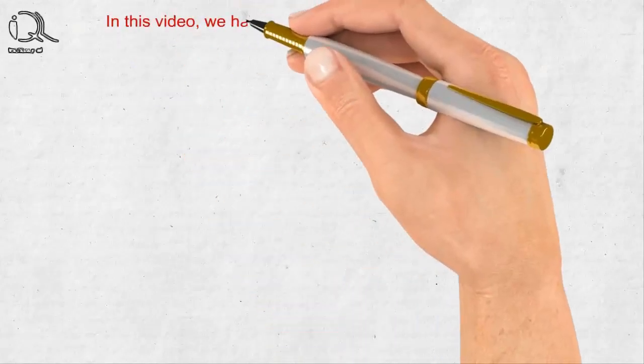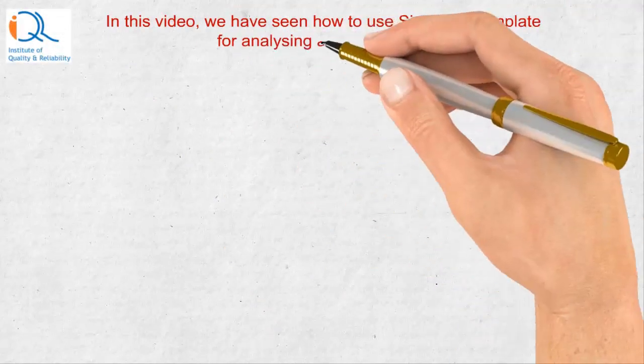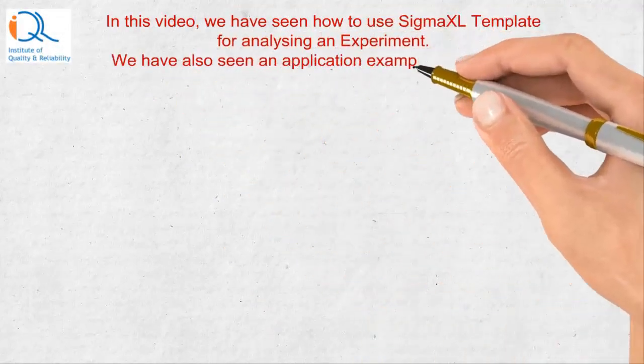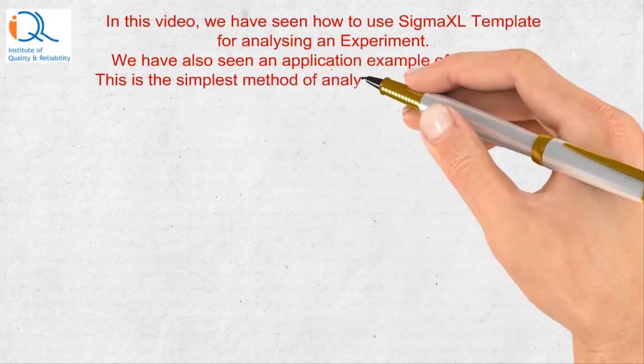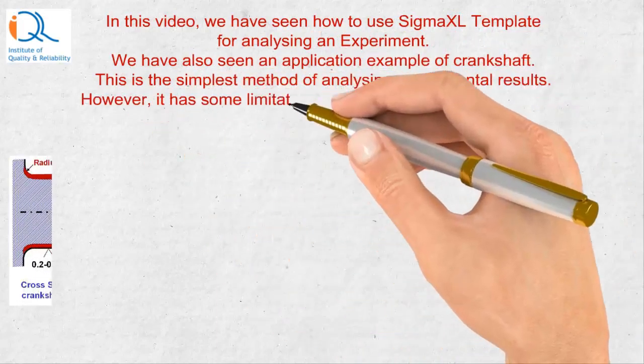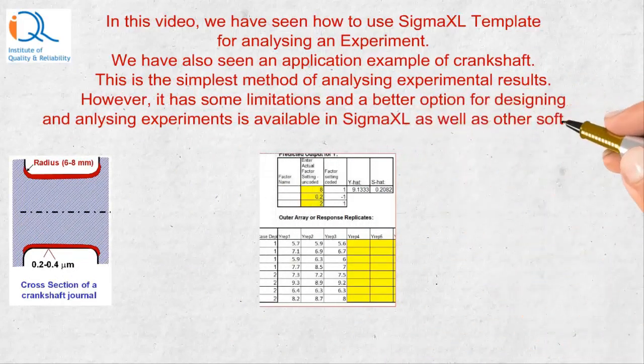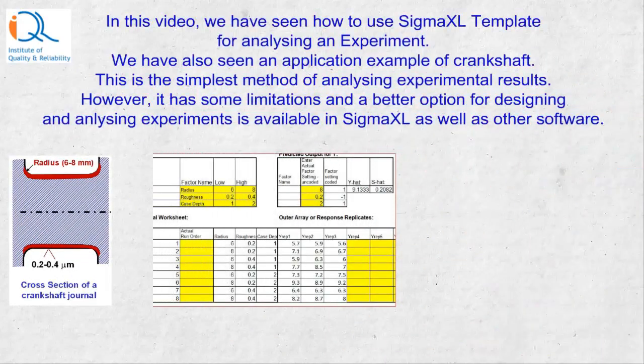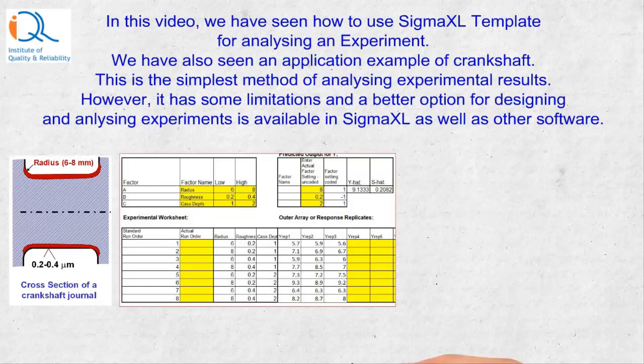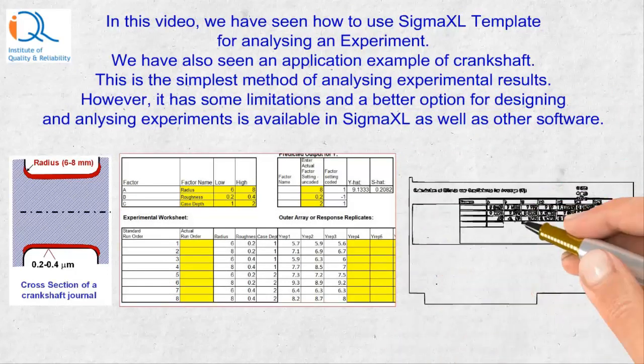In this video, we have seen how to use Sigma Excel template for analyzing an experiment. We have also seen application example of a crankshaft. The Sigma Excel template is the simplest method for analyzing experimental results. However, it has some limitations, and a better option for designing and analyzing experiments is available in Sigma Excel as well as many other software.